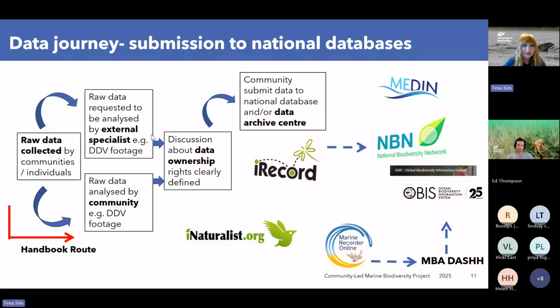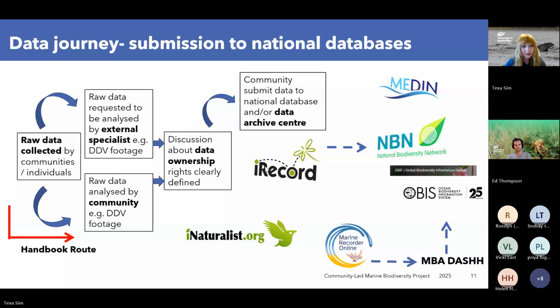And you've got other things. You can submit data directly to Marine Recorder Online, who then pass that on to Marine Biological Association DASH, who then pass it on to other places. So there's quite a bit of complexity here, and it's not an easy place to navigate. But certainly, if you have questions about particular places and you need more information, get in touch, because that is something we can give more information on. All of these places that I have on the screen, you can submit data directly to.